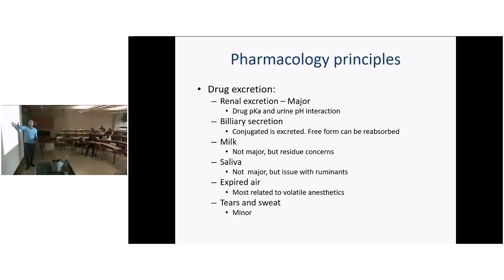Biliary is somewhere the same, but then happening in the liver and then conjugated into the bile and then going to the feces. Milk, saliva, expired air, tears and sweat, all of them can have, or you will have some excretion through those routes, but they tend to be mostly residue.